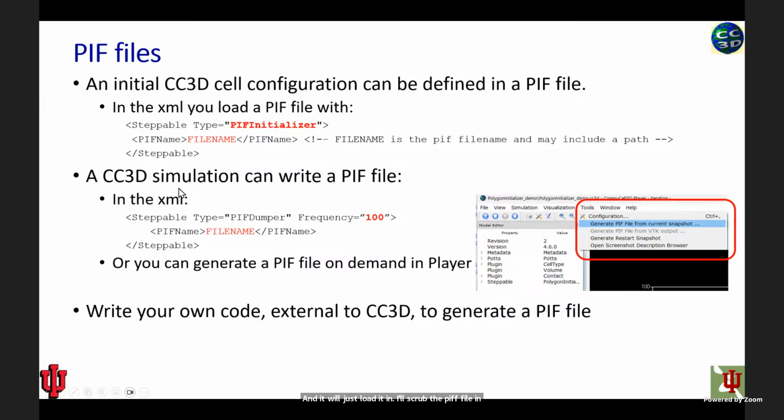In addition, if you're actually running CompuCell, there's a function for saving a PIF file at any point in a simulation. So you can always save a PIF file. In addition, in the XML, you can write code so that every however many MCS you want, it will save a PIF file. This is a steppable function. So that's two ways of creating a PIF file. The third way is just to go ahead and hand roll your own. Occasionally this is needed, but hopefully you don't have to do it too often.